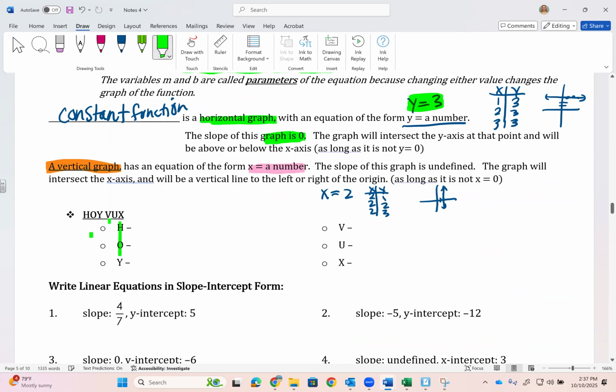So if you have HOY, this is an acronym to try to help you remember. If you want to use it, great. If you don't, if you want to just figure it out each time, that's fine too. A horizontal line.